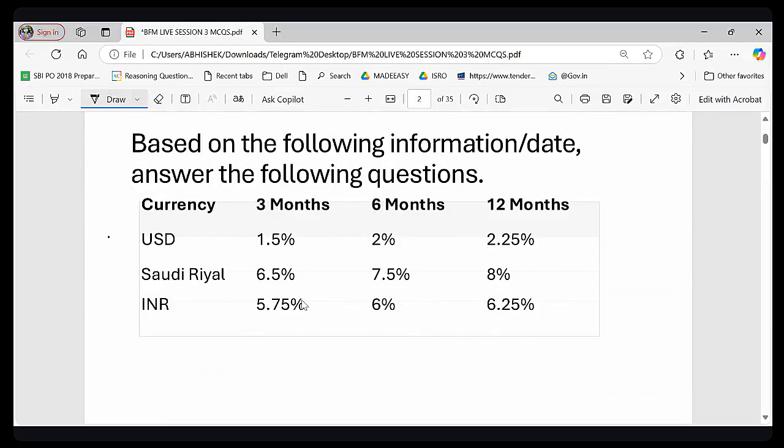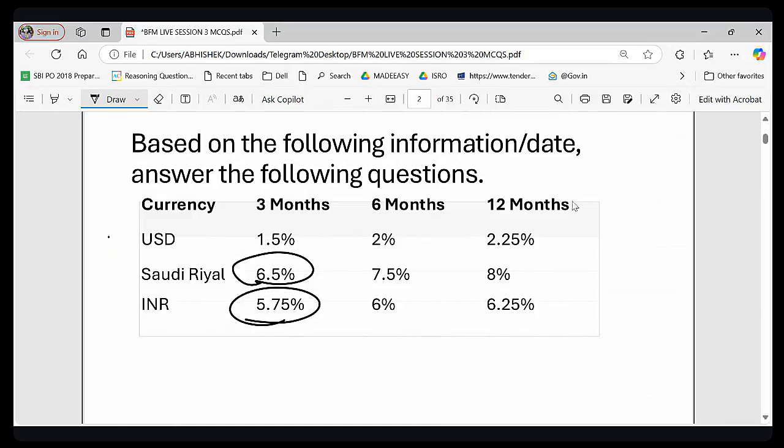And you just have to calculate for 3 months, right? What is the 3-month interest rate? So I hope you have got it right. The 3-month interest rate for Saudi Riyal, you can see in the table, it's quite clear that it is 6.5%. And for INR, it is 5.75%. I have highlighted both of them. So let me write down. Saudi Riyal, it is 6.5%. And for INR, it is 5.75%.